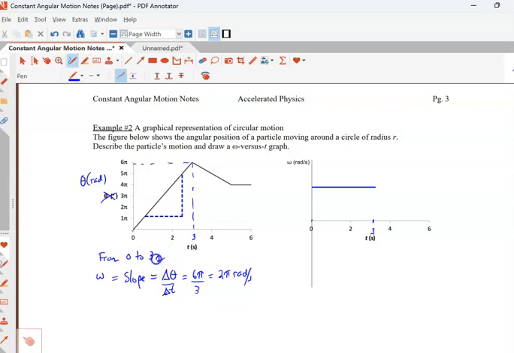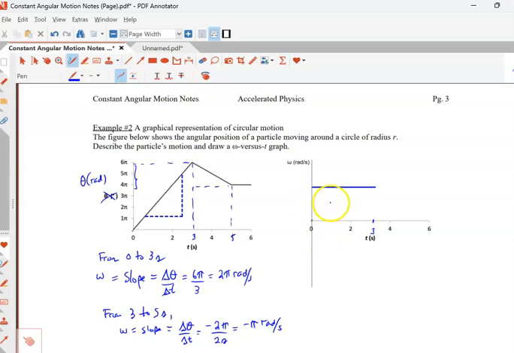Then let's take a look from, say, 3 to, what is this? This looks like 5 seconds. So 3 to 5 seconds, that slope will be what? It is dropping by how much? Looks like it's going from 6 pi to 4 pi, so it's dropping by 2 pi. And it's doing that over 5 seconds minus 3 seconds, which is 2 seconds. So that looks like it's going to go at negative 2 pi rad per second.